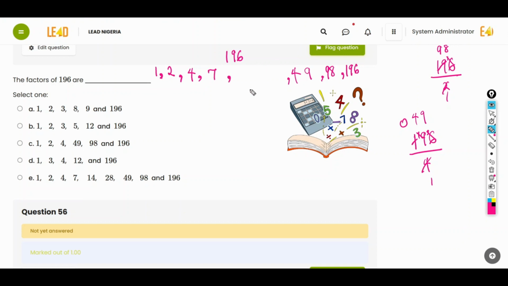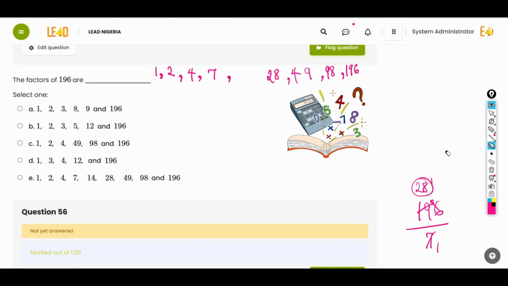So 7 and what though? 196 divided by 7. This would give me 2, remainder 5. In 56 we have 8, so the answer is 28. So 7 and 28. Let me clear out all of this space here.